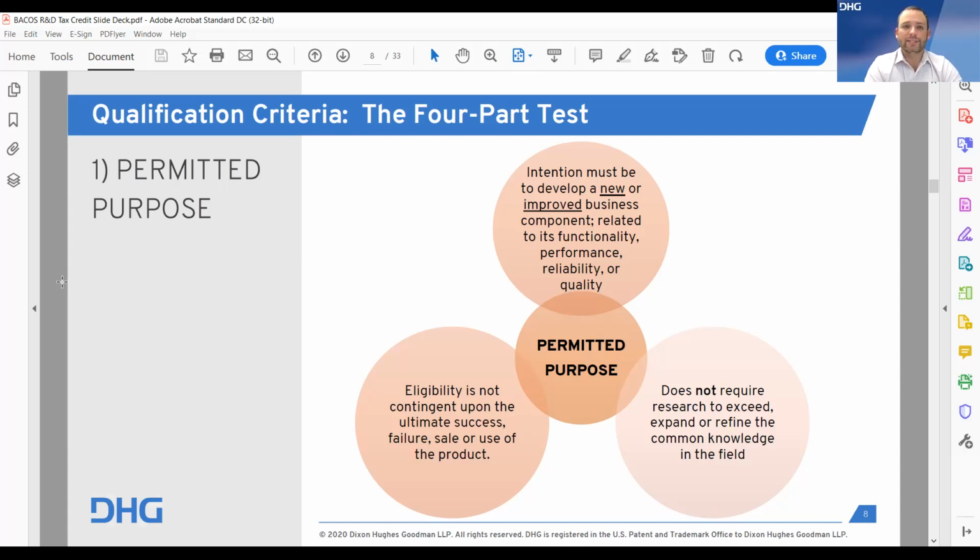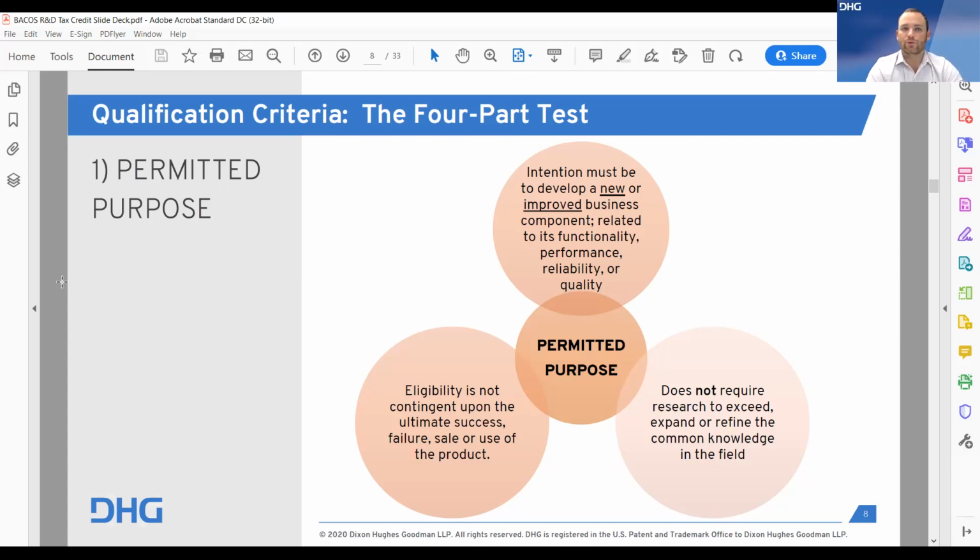Being eligible for this is not contingent upon selling it or just the overall success. So if you try a new R&D effort and you for some reason fail or are unable to achieve maybe the specific results that you were hoping to achieve, that does not prevent you from being eligible. That's just kind of a side consideration.